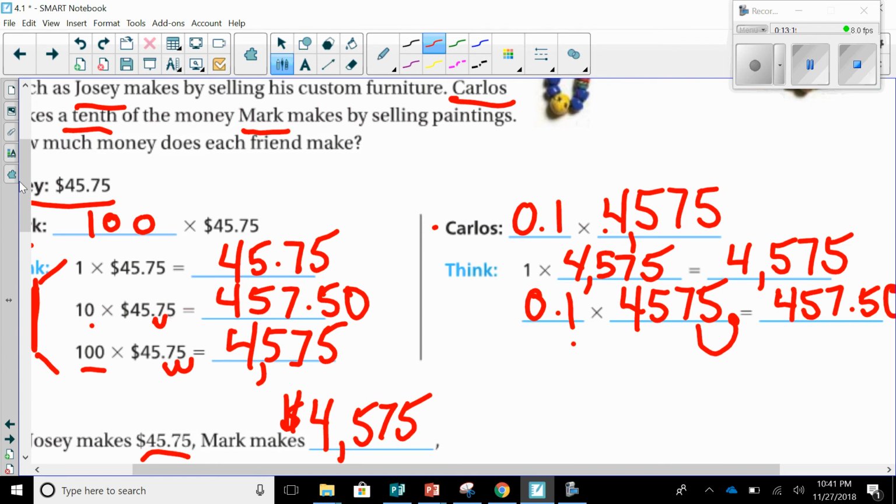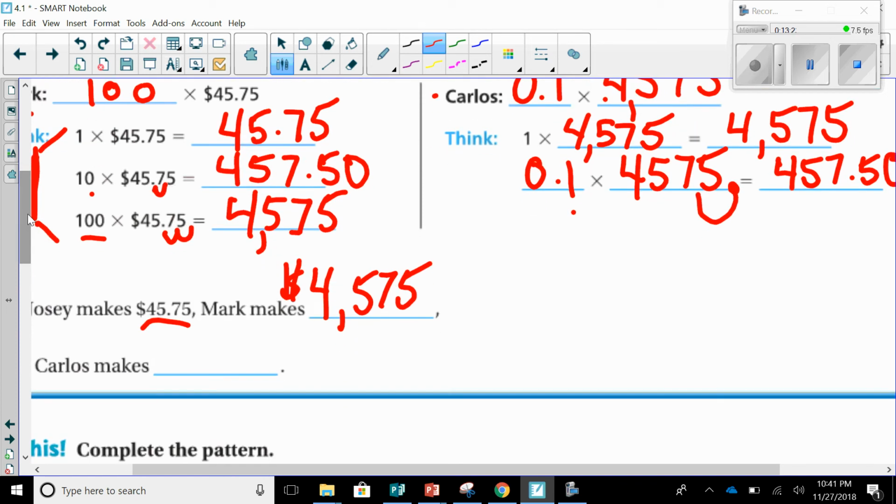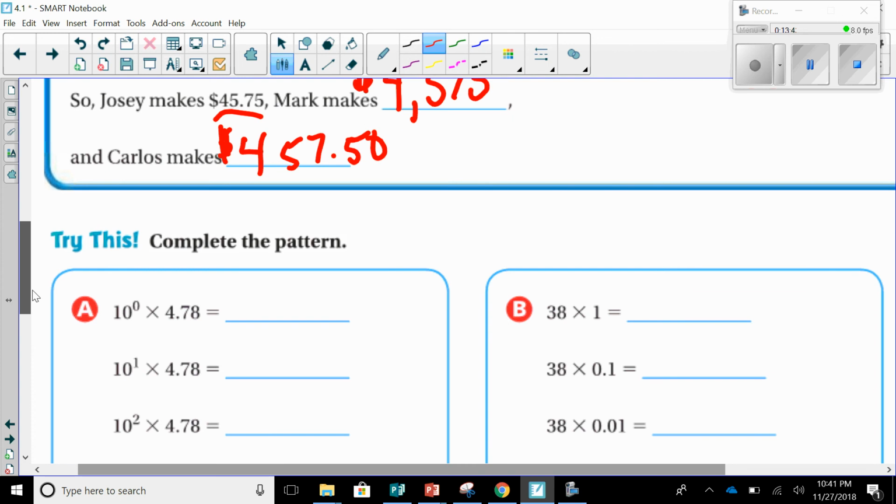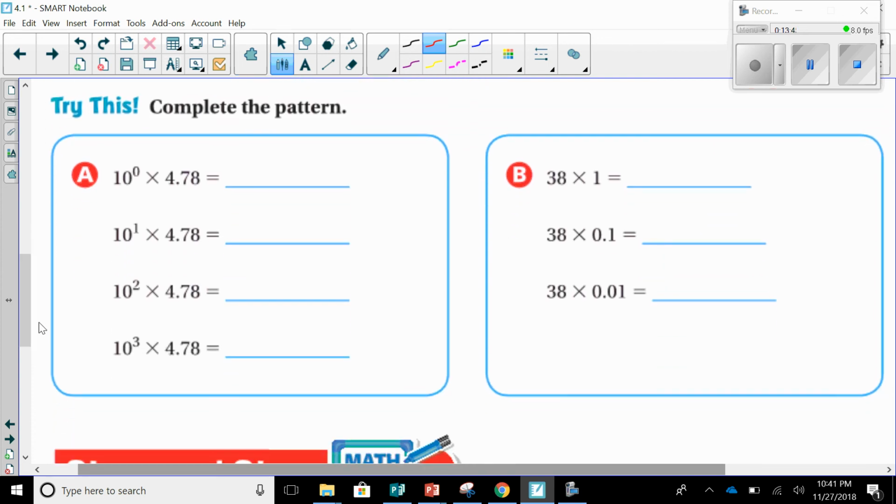So let's see if I can get this up on one screen. Carlos makes $457.50. Okay, so now we know how much each of the friends made at the market. Now we're just going to do a couple of each of these. We haven't really talked about this. We talked about it in success period this morning. If you remember, powers of 10. We've dealt with those a couple of chapters ago.